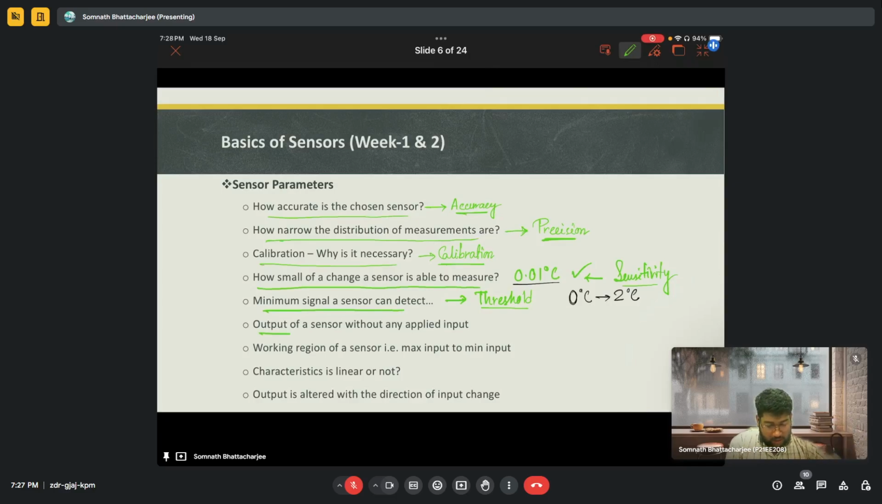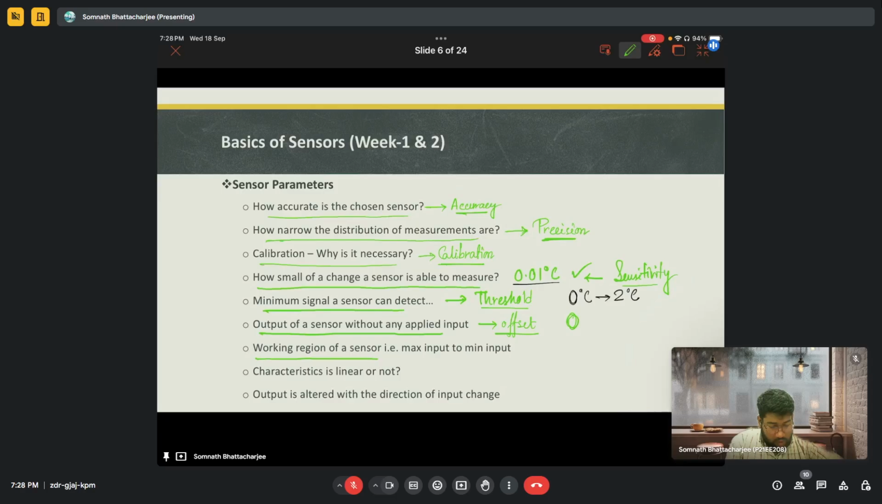Then the next question should be: without giving any specific applied input to your sensor, there is already an output. This is called the offset. Ideally, your sensor shouldn't have any kind of offset. The offset should be zero. While it's not always possible, there is a very small offset. Based on your application, you have to optimize the offset as well.